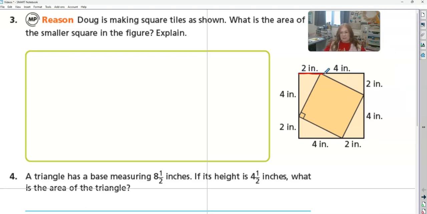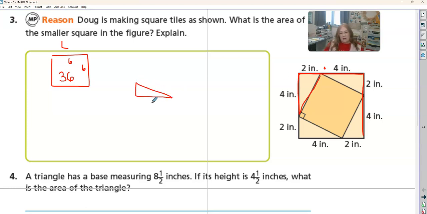So the square is 2 plus 4, and then this side, right, it's a square, is 2 plus 4. So the entire square, the large one, is 6 by 6, which is 36.